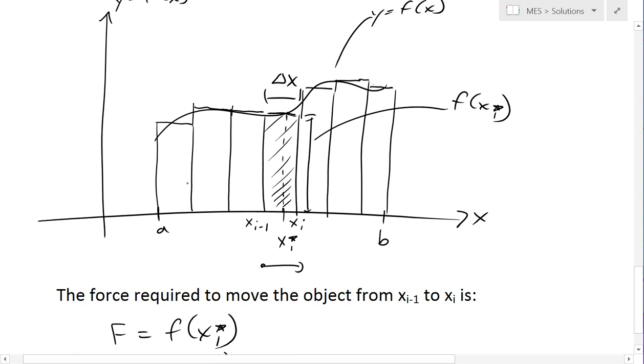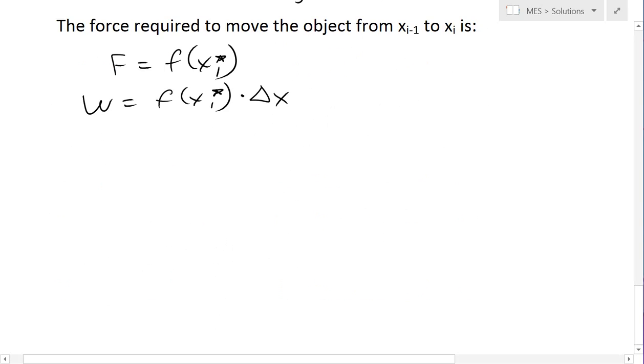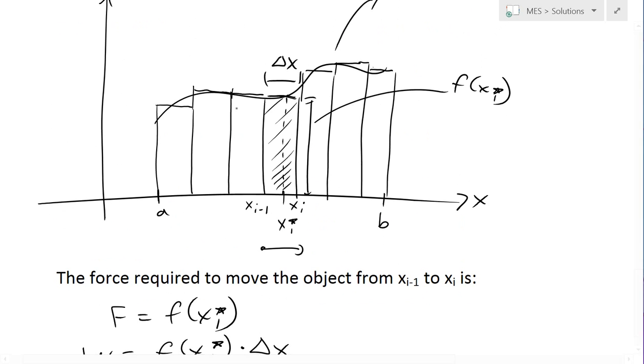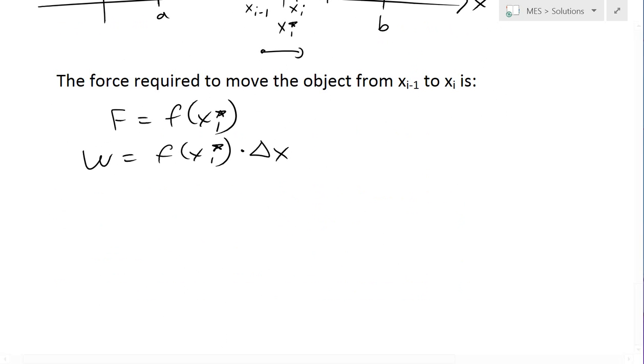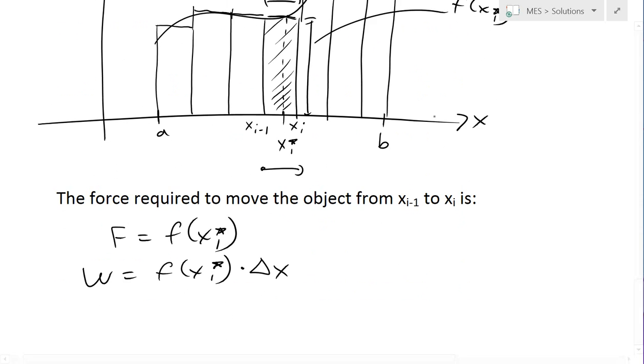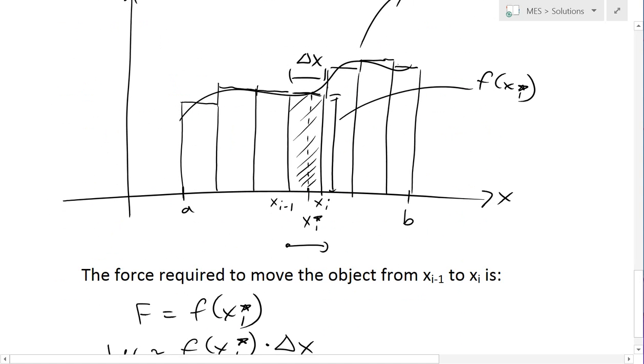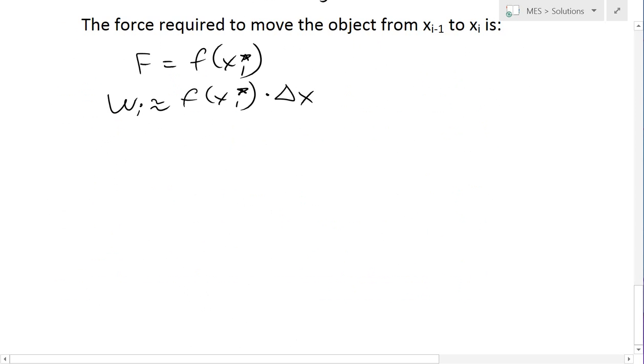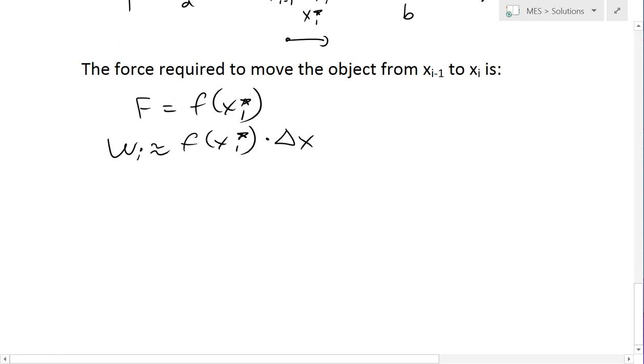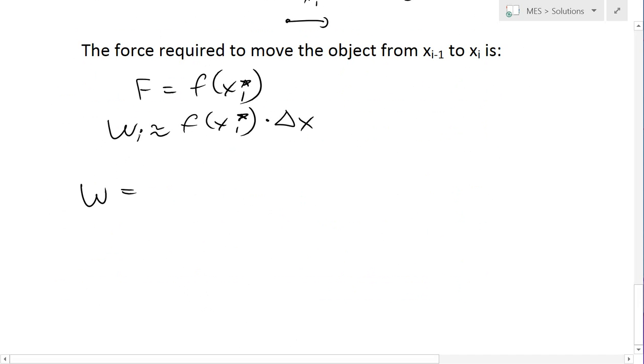Assuming that these are all the same widths, we could sum up this entire thing to find out the amount of work required to move it across. And again, this is an approximation because we have really wide rectangles right here. So that's work i required there. But now the total work, work total, excluding the i there, is roughly equal to the summation from i equals 1 up to n of f of xi star times delta x.